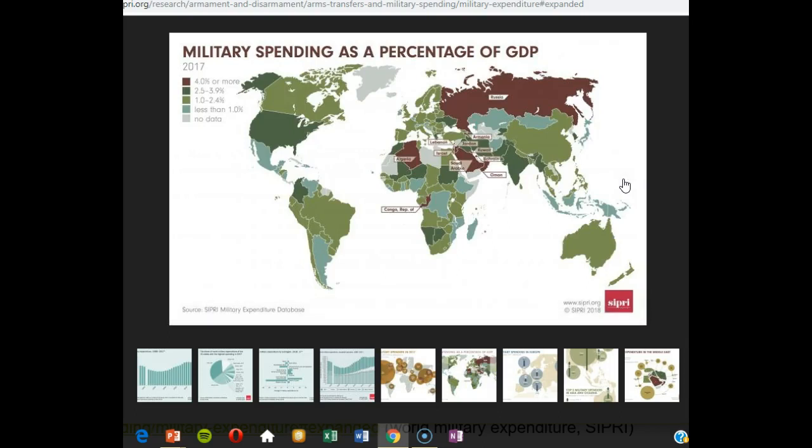Another interesting graph here. This is military spending as a percentage of GDP, so the gross domestic product of a country. So here we've got, for example, Russia. It's 4.0% or more of its GDP that is military spending. That's interesting. These red or maroon countries here. That would make sense actually. And then you see the rest.